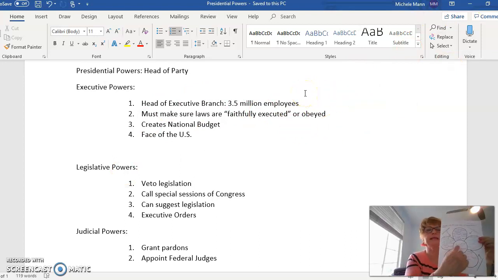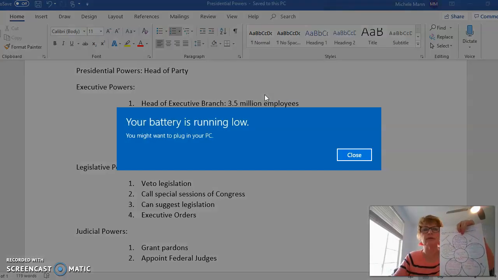He is the head of his political party. Right now, Trump is the head Republican, and when Obama was president, he was the head Democrat. We're going to start at the top of the graph with the executive powers. He is the head of the executive branch, the chief executive. He has 3.5 million employees. That includes all of the armed services and a lot of the bureaucracies. He's their boss, so he can control their wages and what they do, etc.